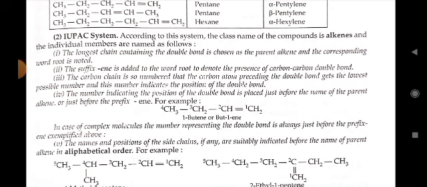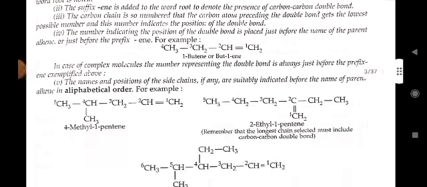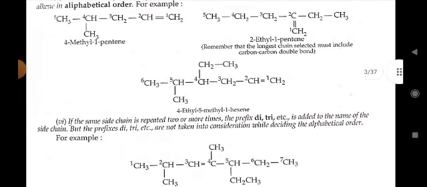The number indicating the position of the double bond is placed just before the name of the parent alkene or just before the suffix "-ene". For example, 1-butene or but-1-ene. In case of complex molecules, the number representing the double bond is always placed just before the suffix, as exemplified above. The names and positions of the side chains, if any, are suitably indicated before the name of the parent alkene in alphabetical order. For example, 4-methyl-1-pentene, 2-ethyl-1-pentene, 4-ethyl-5-methyl-1-hexene.